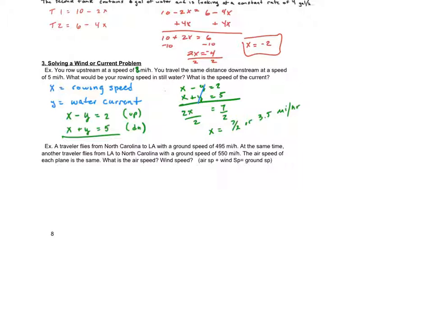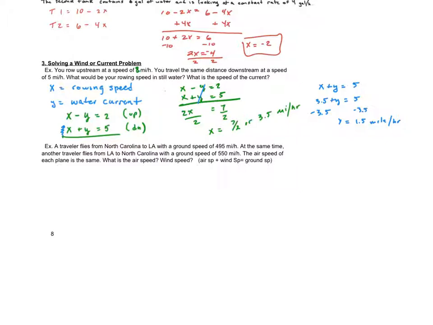In order to find your water current now, what we can do is we can just take that and plug it in right here into that equation. So we will go ahead and say that x plus y is going to be equal to 5, and I know that x is 3.5 plus y is equal to 5. Doing my inverse operations to isolate my variable. And then y is going to be equal to 1.5, or in this case 1.5 miles per hour. Okay, so that's how we do speed.